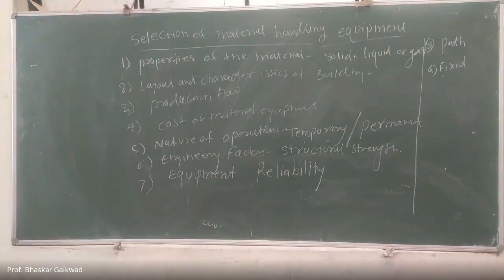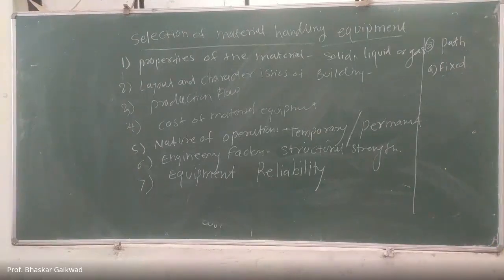And the seventh part, that is the equipment reliability. Equipment reliability means that equipment should be reliable, affordable, durable. It will keep going on for a long time. So this reliability is expected in the equipment.